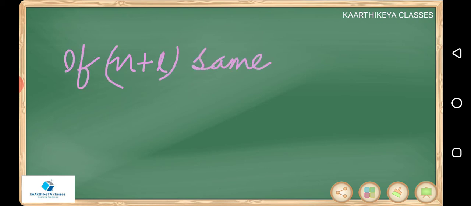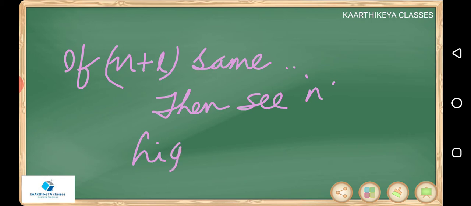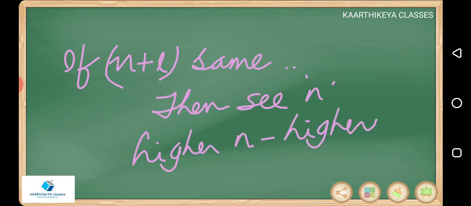Second thing is, sometimes n plus l value will be same. If n plus l values are same, then just see n value. Higher n, higher energy. Higher n value, higher energy will be there.